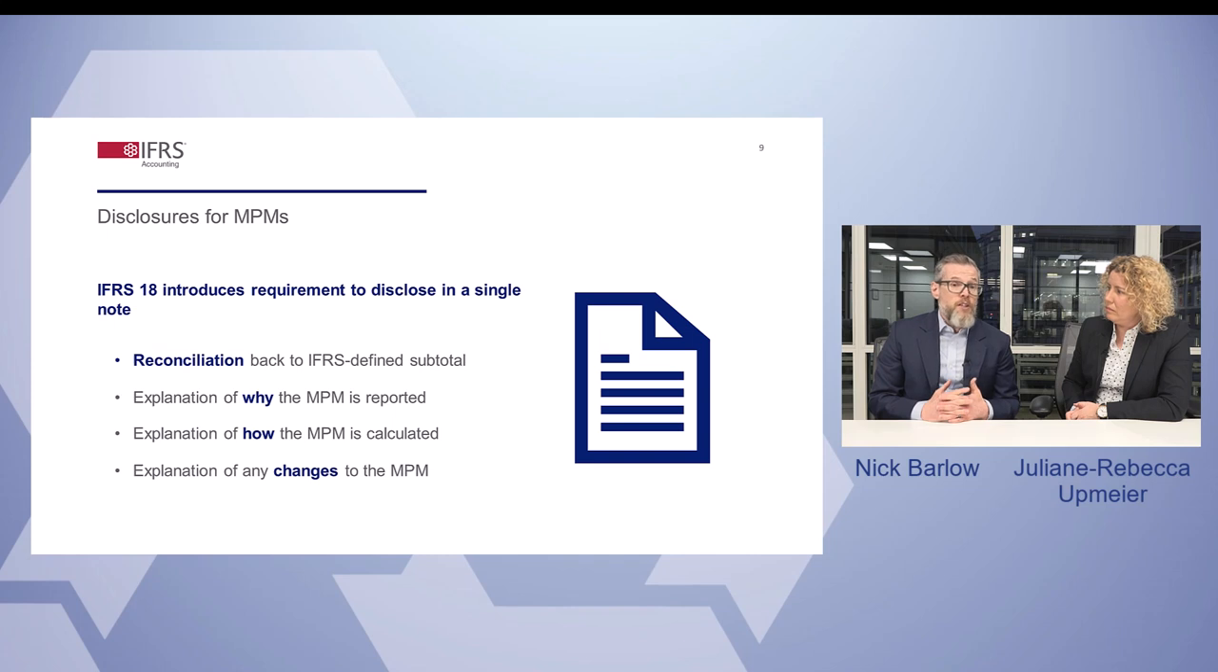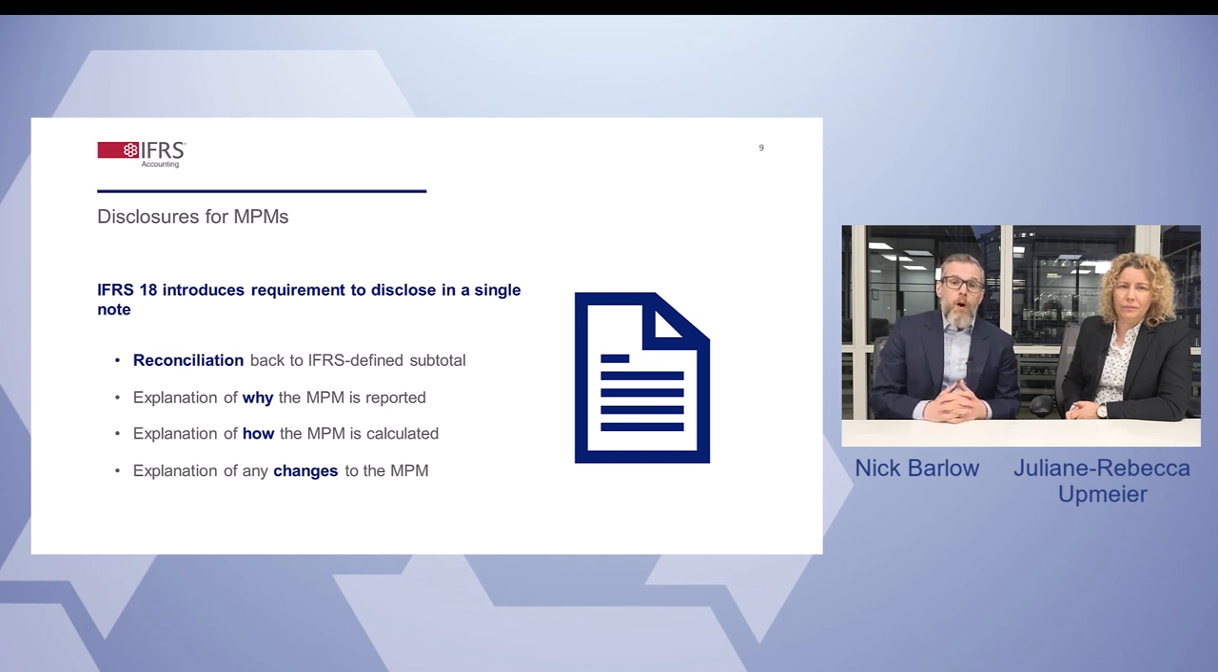IFRS 18 will increase the transparency around these measures by requiring a number of disclosures to be included in a single note. A key aspect of the disclosures is that each MPM will be required to be reconciled to the most directly comparable subtotal or total defined in IFRS accounting standards, for example, operating profit, which will increase investors' understanding of how MPMs compare with measures defined by IFRS accounting standards.